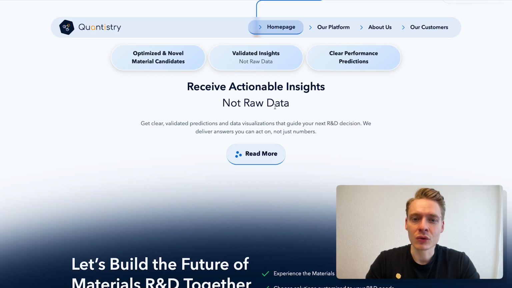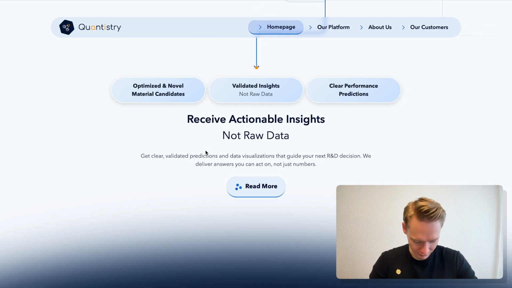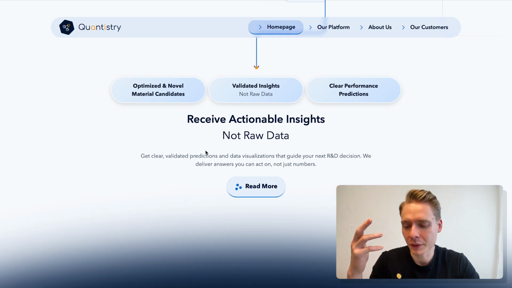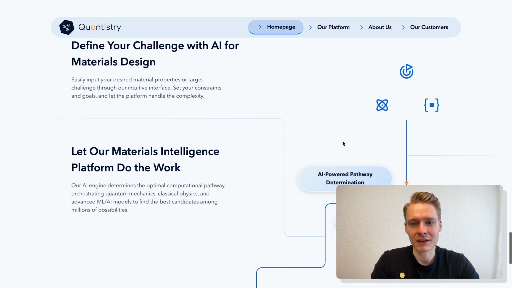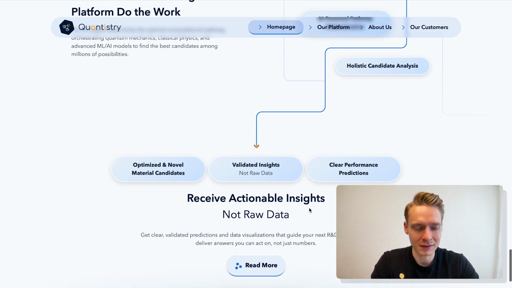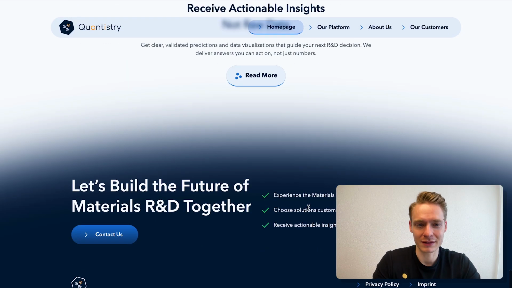Achieve actionable insights, not raw data. Get clear, validated prediction and data validations that guide your next R&D decision. We deliver answers you can act on, not just numbers. So that's also, I think, an important point. So basically, this is supposed to strip away all the simulation complexity, all the data science behind it. You basically just, I guess, through some graphical user interface, input your requirements, and you get out some actionable insights, and there is no such thing as data analysis required on your end anymore. And then, let's build the future of materials R&D together. There's again the call to action to contact them.